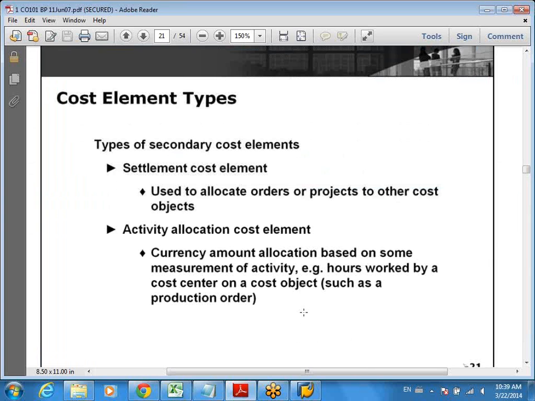Types of secondary cost element. There's settlement cost. There is allocation cost. Settlement cost is used to allocate orders or projects to other cost elements. You're settling projects to a cost center, right? Means you have a large oil rig and you have a $1 billion budget for the project, and once the project is done, I'm going to transfer that project, or pieces of it, to the owner who's responsible for it.